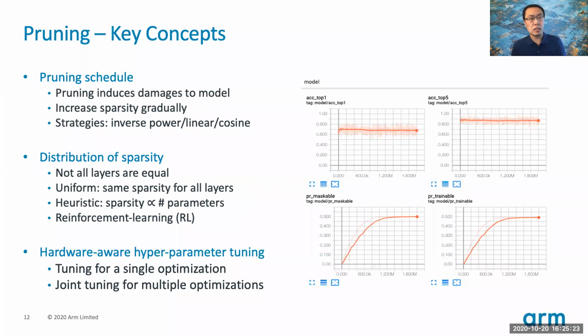And when these key concepts are properly taken care of, ideally, we want to see the pruning process look like the diagram on the right. On the top, we're tracking top 1 and top 5 accuracy, and you can see that throughout the entire process, there's basically no degradation. But then at the bottom, where we track the sparsity, we can see that the sparsity gradually increased from 0% to 50% in this case.